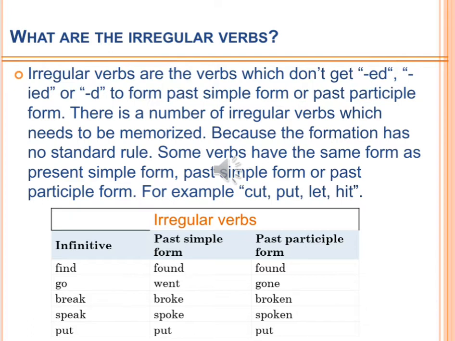Examples of irregular verbs: find, found, found. Go, went, gone. Break, broke, broken. Speak, spoke, spoken. Put, put, put.